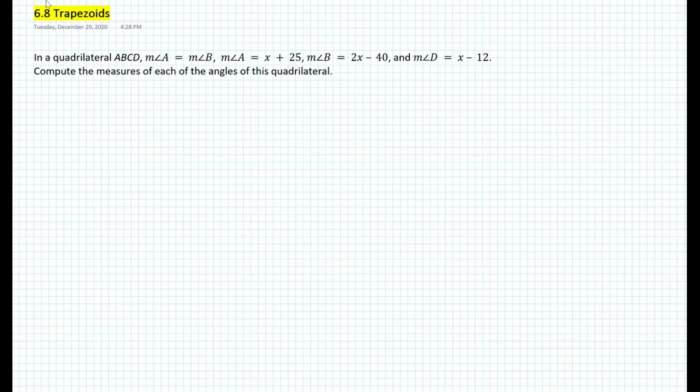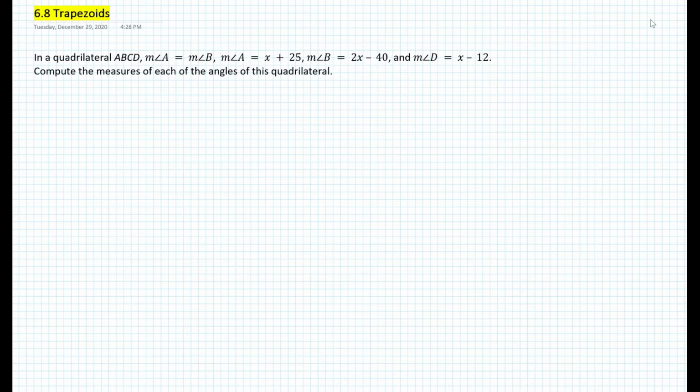In a quadrilateral ABCD, measure of angle A equals measure of angle B, measure of angle A is equal to x plus 25, measure of angle B is equal to 2x minus 40, and measure of angle D is equal to x minus 12. Compute the measures of each of the angles of this quadrilateral.